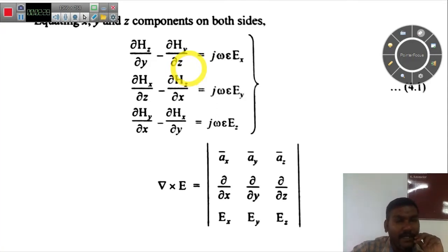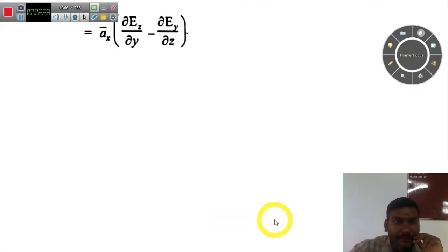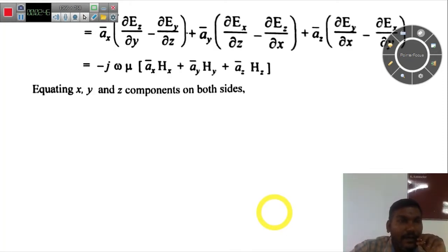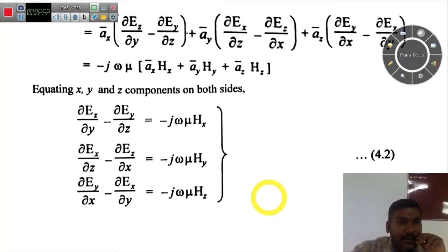And similarly we can write the value for del cross E by the same method, the determinant of ax, ay, az, dou by dou x, dou by dou y, dou by dou z, and Ex, Ey, Ez. And similarly we can equate the determinant value. Here also we can equate the x, y, z components of both sides, and this will be considered equation number 2. Dou Ez by dou y minus dou Ey by dou z is equal to minus j omega mu Hx. The first component belongs to the first unit vector ax. So this is the first component equation, this is the second component equation, and this is the third component equation.